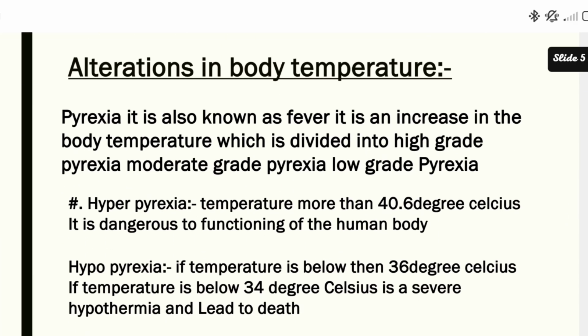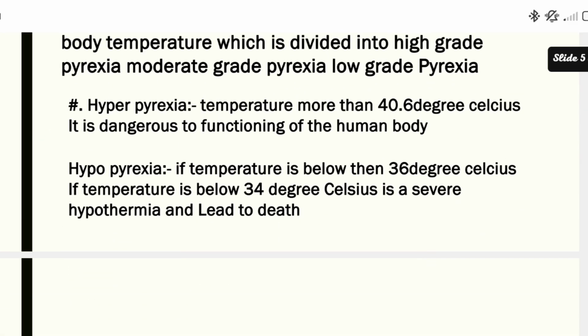and then we discuss the alterations in body temperature, like pyrexia. Pyrexia, also known as fever, means an increase in body temperature, which can be divided into three forms: high grade, moderate, and low grade, right? Hyperpyrexia: if temperature increases more than 40 degrees Celsius, then it is dangerous for the functioning of the human body. At this time, the body's functions do not work properly. Okay, so there might be lots of complications.